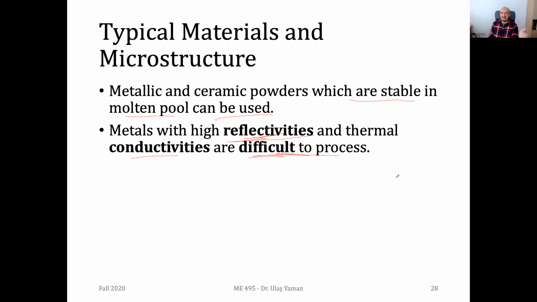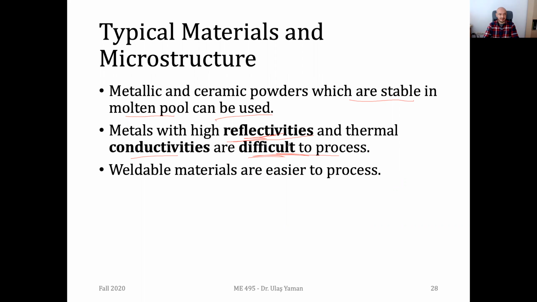If the metal has high thermal conductivity, then that means the dissipated energy actually will be transferred to the neighboring zones, neighboring regions. And again, once it's done, your energy level for the specific molten pool will be decreased, and you will not be able to melt the new powders inside this pool. So that's why we don't prefer to have metals or metal powders having high reflectivities and high thermal conductivities.